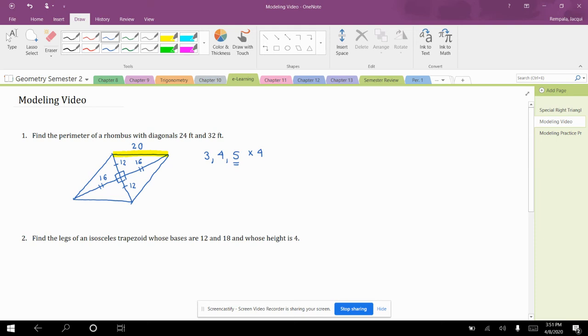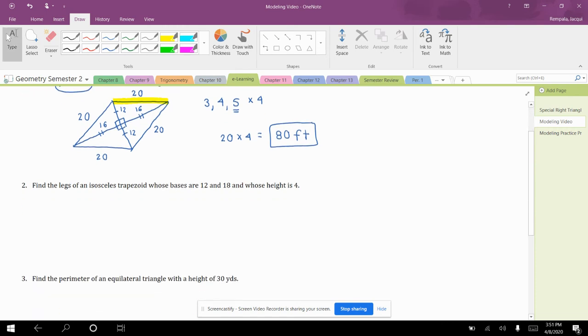But remember, a rhombus has four sides that are congruent. And my problem is asking for us to find perimeter. Well, perimeter means you want to add up all of the sides. So if there are four sides and they're all 20, 20 times 4 is going to get us that perimeter. So that would be 80. Now, because this problem deals with units, I want us to include our units. So the perimeter is really 80 feet.